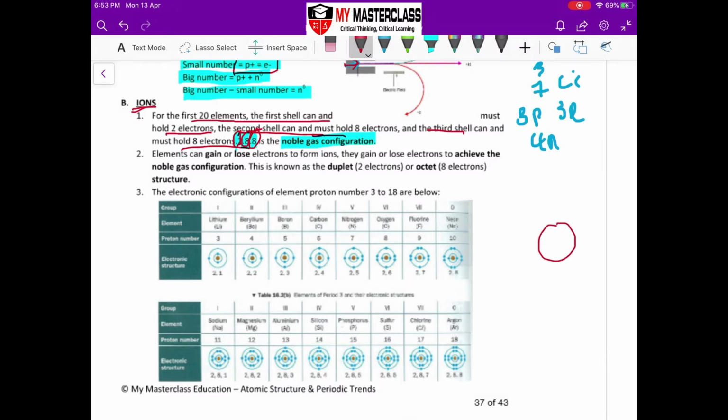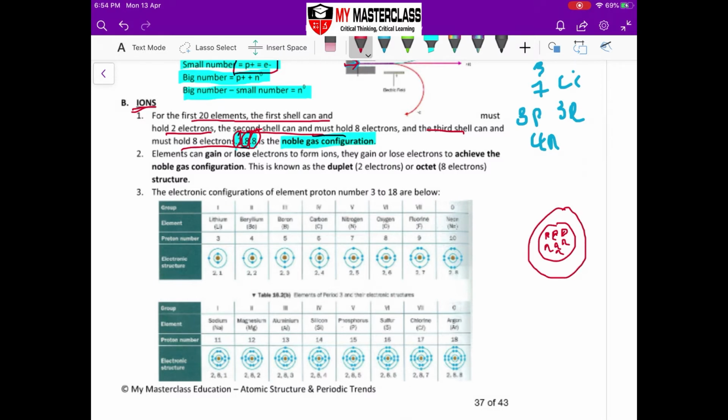The first circle that I draw is the nucleus. Inside the nucleus, there's 3 protons, and then there are 4 neutrons. And then the shells are surrounding the nucleus.